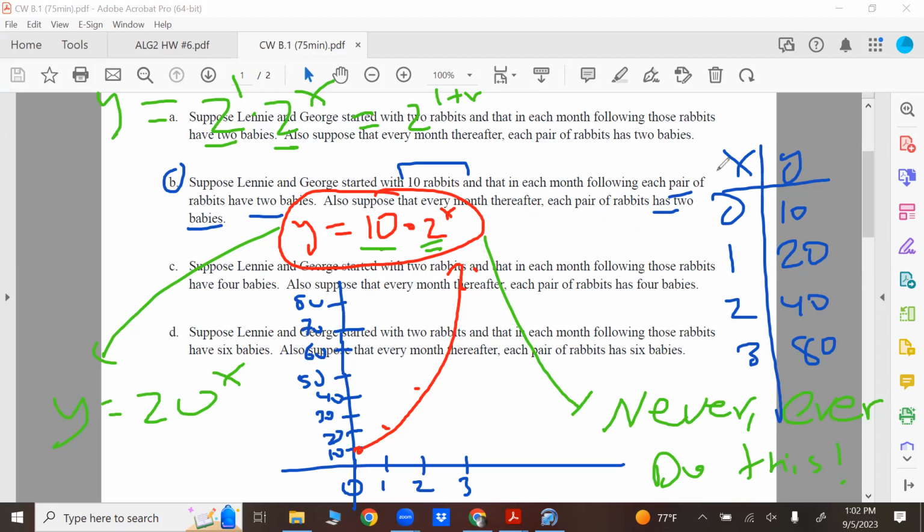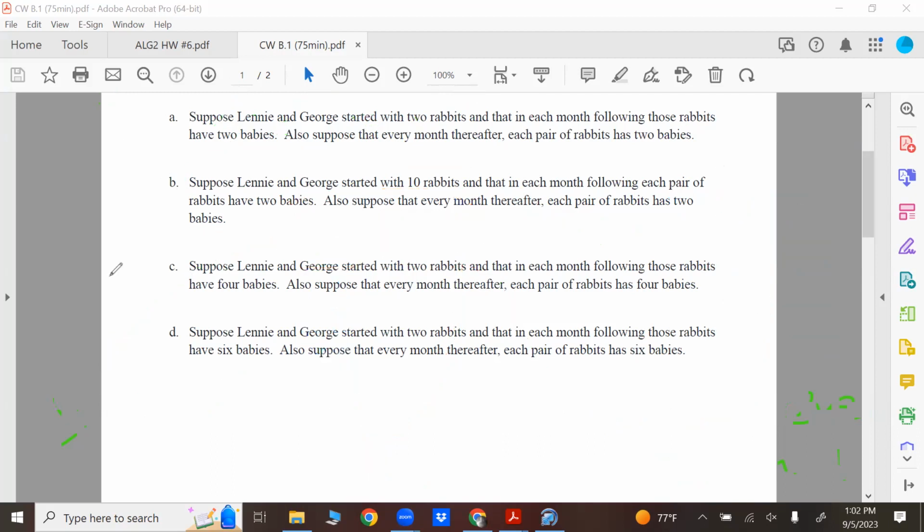Okay, cool. So now what I'd like you guys to do is try C and D. Actually, I'm going to have everyone do C and D. I'll come around and help you guys out. So they start with 2 rabbits. So this is A. And then each one follows this, they have 4 babies. Okay, so you're going to need to figure out what to do there. And then here, you start with 2 rabbits. That's your A value. And then 6 babies.